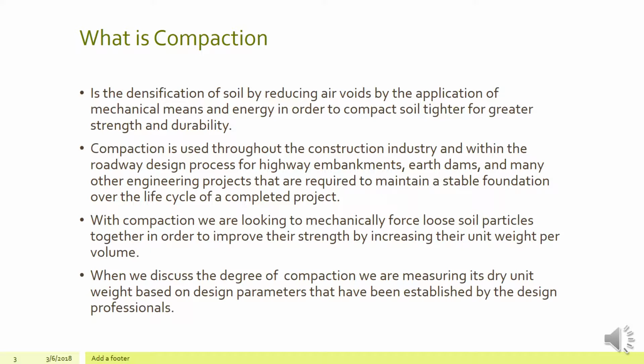Of course, compaction is used throughout the construction industry. We see it a lot with roadway designs, but also with driveways, curbs, sidewalks, anything like that that is being put in. You'll see small vibrating machines, flat plates that come in to get the soils as compacted as we can, because we don't want cracks or bad settlement problems to occur. With highways, we get embankments and earth dams. Again, we want a stable foundation for the life cycle of the completed project. With compaction, we mechanically force loose soil particles together in order to improve their strength by increasing their unit weight per volume.